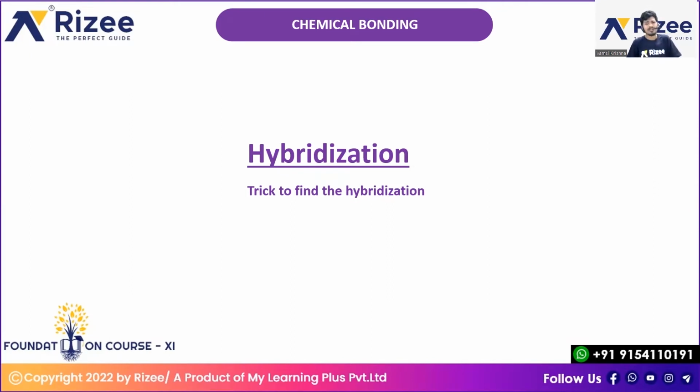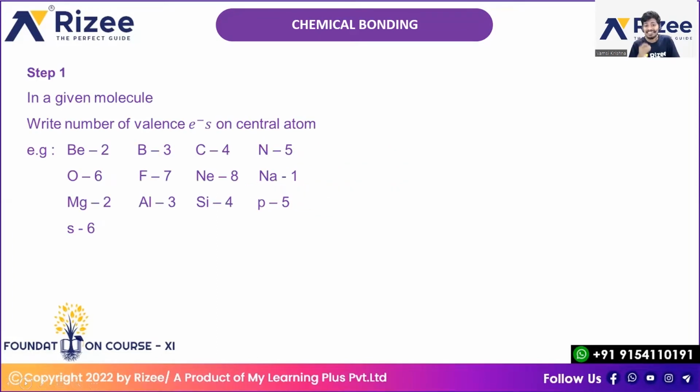Today we are going to learn about one of the most important tricks from chemical bonding. From chemical bonding, we are going to learn the trick to find the hybridization, which is an important topic for JEE, NEET and EAMCET entrance examinations. So listen carefully. In this trick, we have a few simple steps. If you follow these steps, you can easily answer the questions related to hybridization.